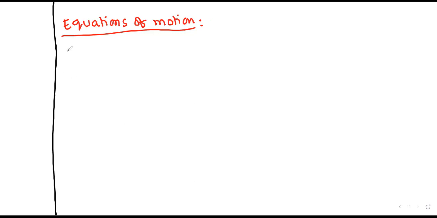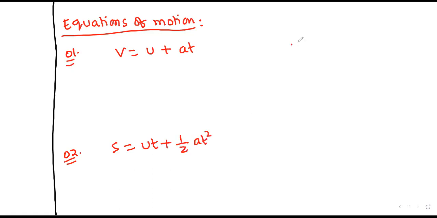First one, I will write as v is equal to u plus at. Second one, s equal to ut plus half at square. In your lower standard, did you study this one?